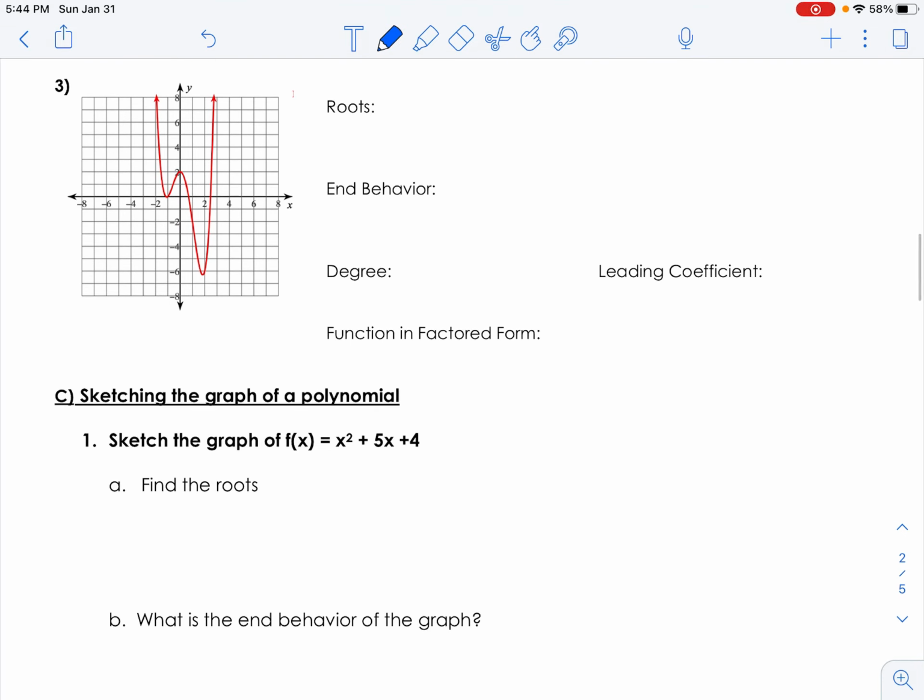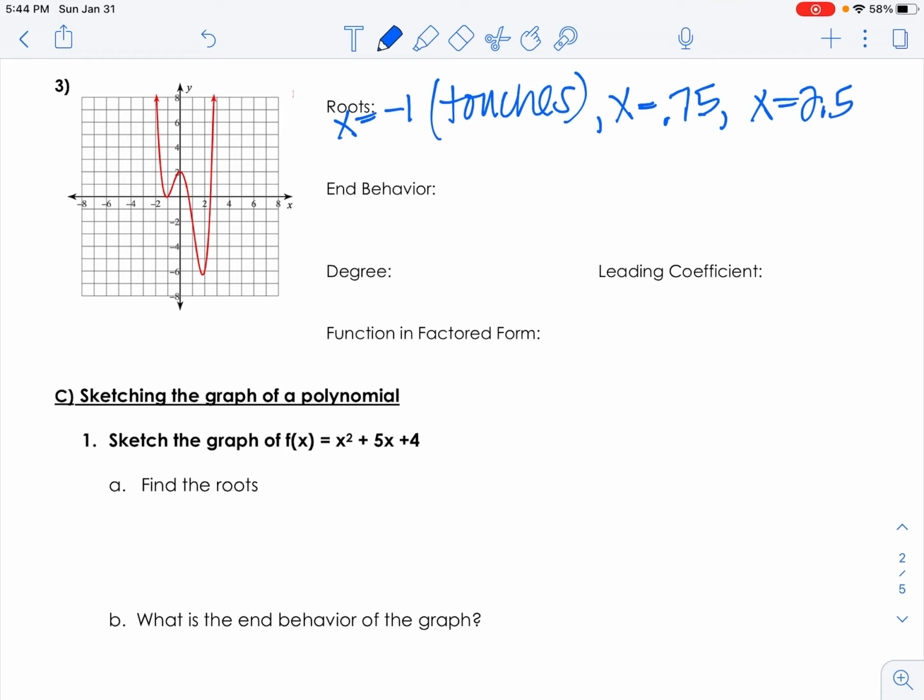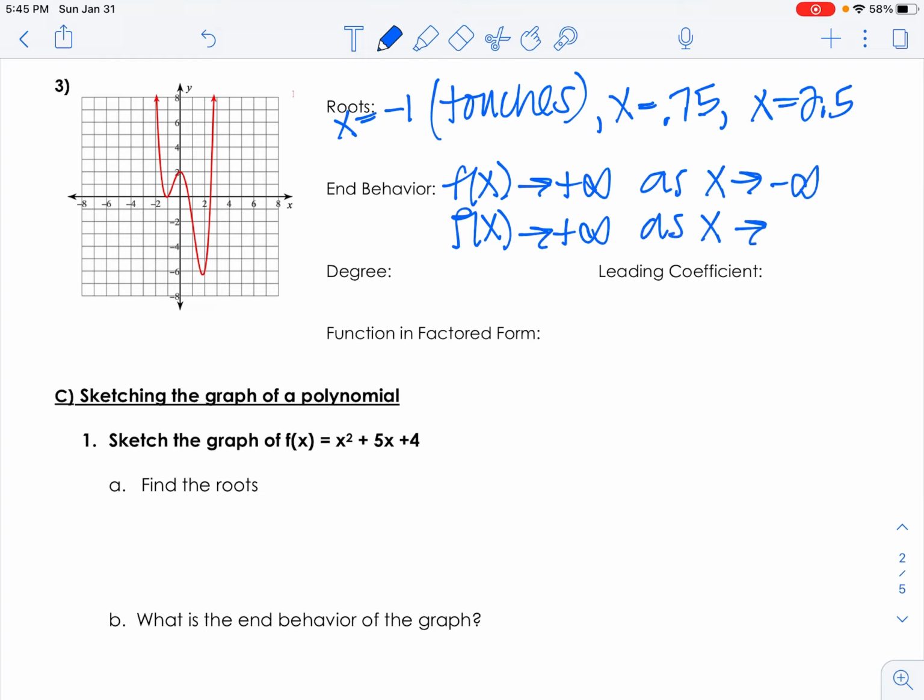Okay, then finally number 3, my roots here are at -1, and it just touches there. Let's say positive 0.75, and let's say positive 2.5. My end behavior goes up on both, which means because both ends go together, I must have an even degree and a positive leading coefficient.